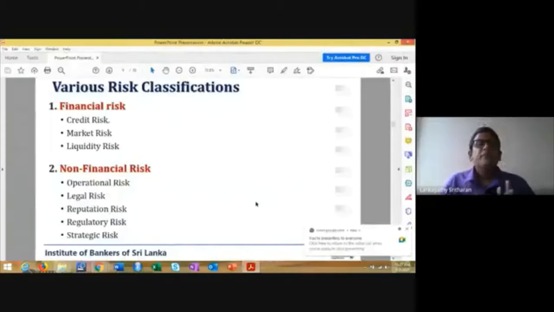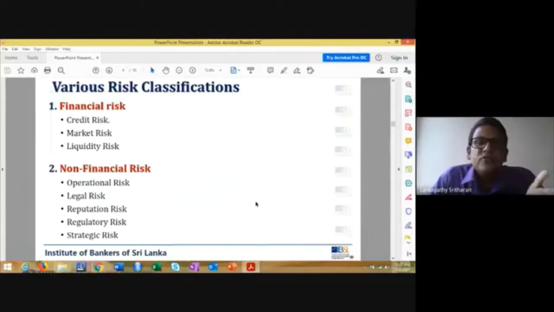I'm moving to the next section, which is about the various risk classifications. I am going through this in a very detailed manner because the structured 20-mark questions are coming from the risk management area. So if you are clear with this, you can easily get the 20 marks. That's why I'm going in a very detailed manner. If you have any questions, please raise them and clarify.